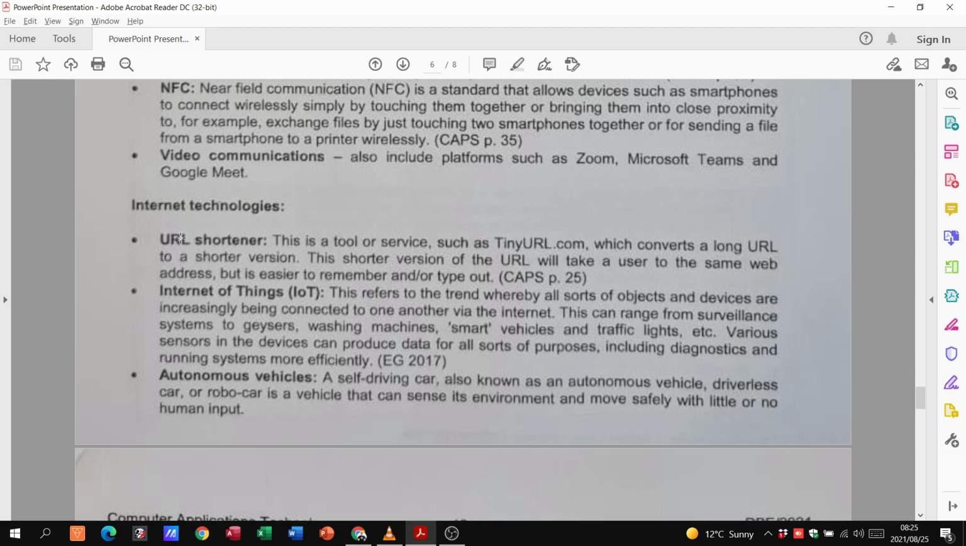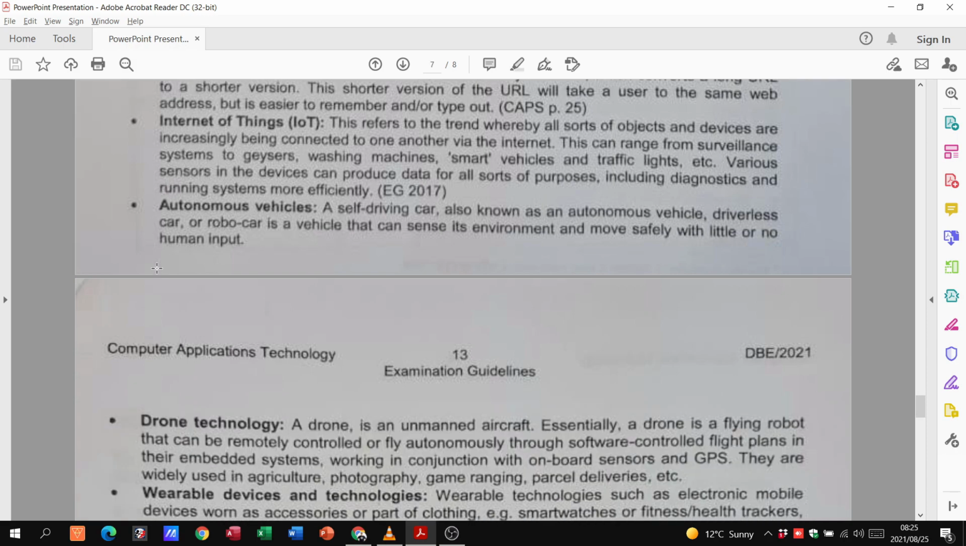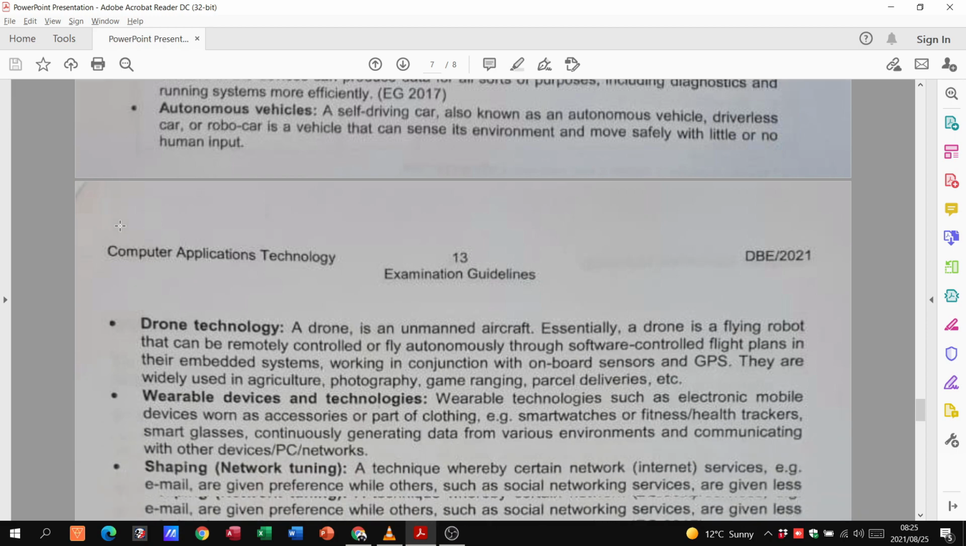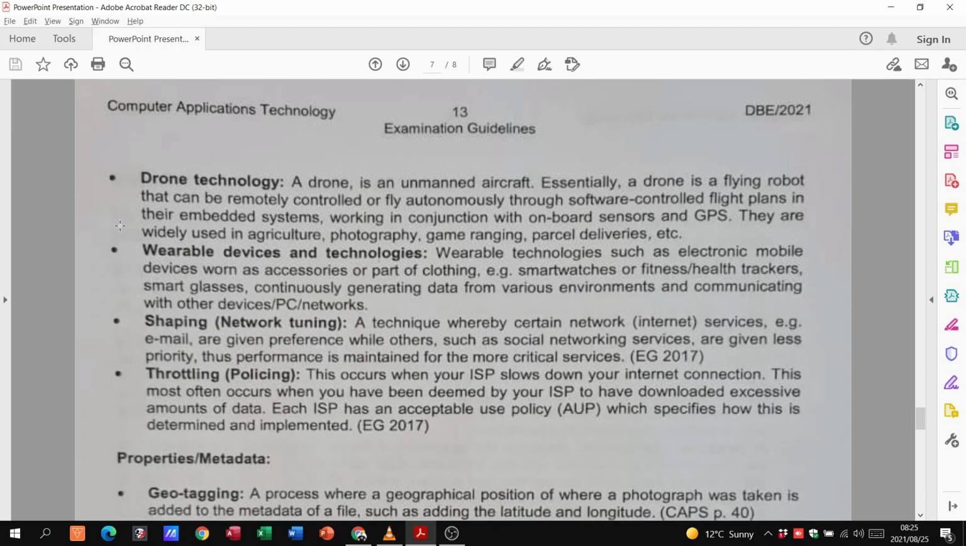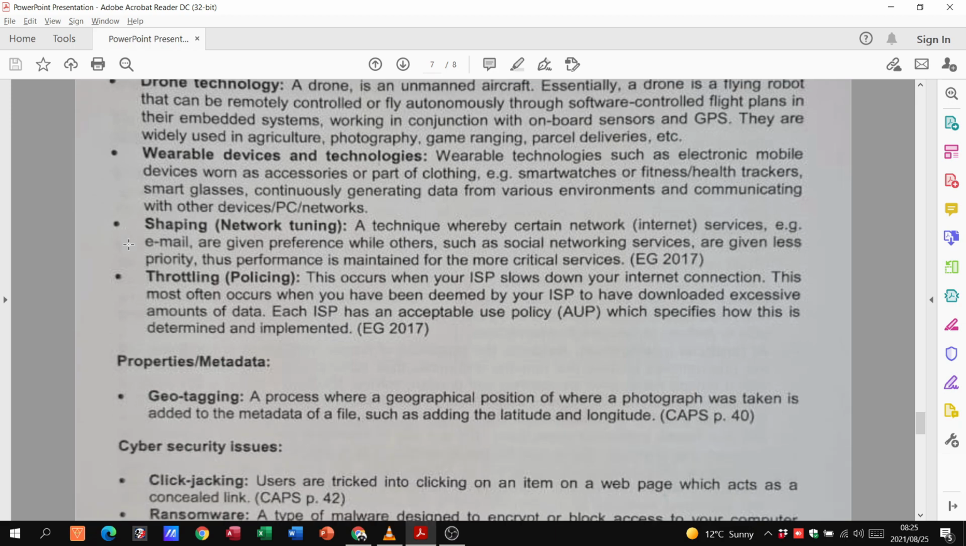Internet technologies, your URL shortener, the Internet of Things, right? That was part of one of the PATs. And then your autonomous vehicles, your self-driving vehicles. They're going to look at things like drone technology. So these are all the things you need to understand. You're also shaping and throttling. Remember, this refers to your internet.